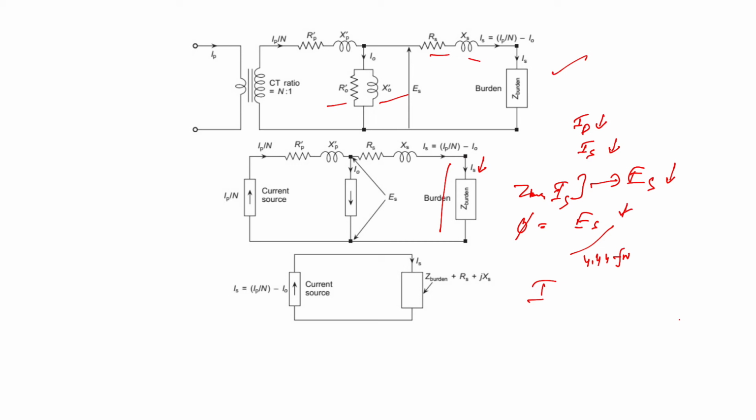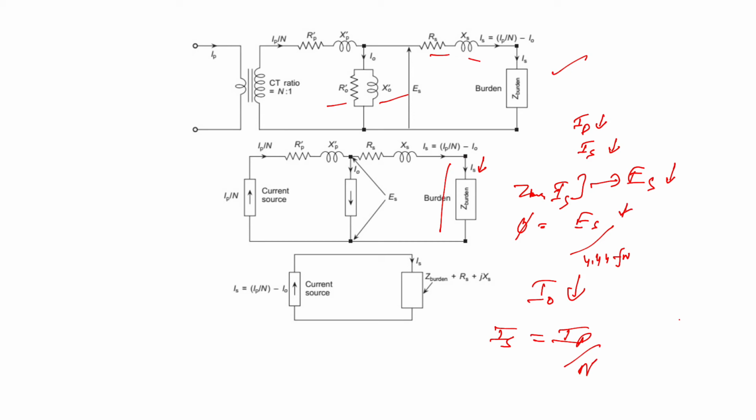So you can say that the magnetizing current, if you take the magnetizing current as I naught, the magnetizing current requirement is also very low. So in that very case the secondary current IS is substantially equal to the primary current divided by the turns ratio. Now this is the case when the primary current is low.